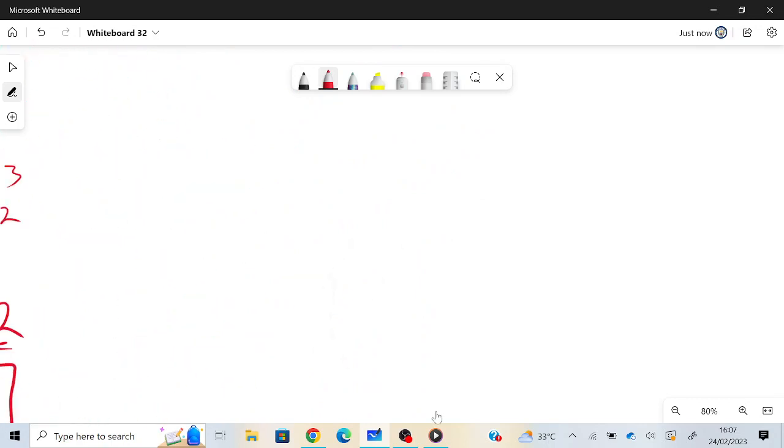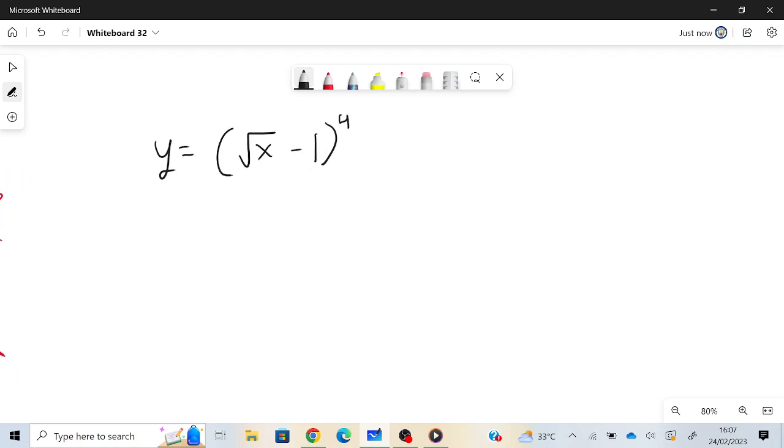Right, next example says find the derivative of y is equal to the root of x minus 1, all to the power of 4. So this is a bit of a complicated question, but no worries.